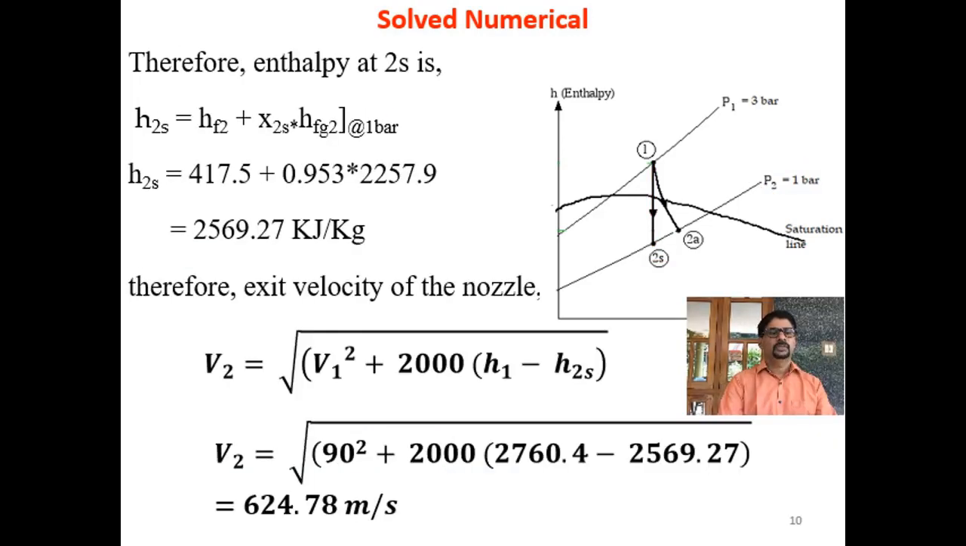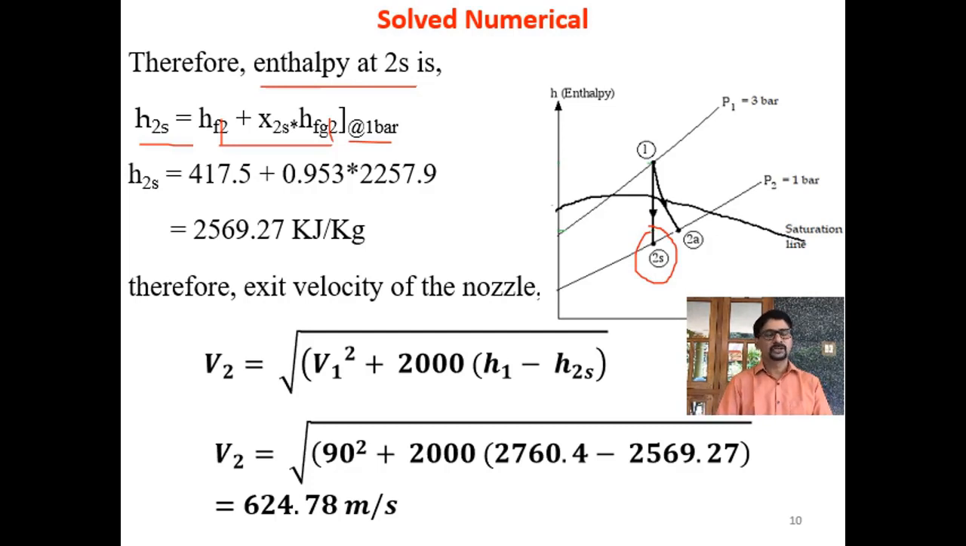Now once you find the dryness fraction at point 2s, our job is almost over. Now you have to find the enthalpy at 2s. Since the dryness fraction x2s is less than 1, it is in the two-phase region, wet steam. So the enthalpy formula for wet steam is h2s equal to hf2 plus x2s hfg2 at 1 bar. Once again, as I told you earlier, you can eliminate this 2 and write only hf and hfg because it corresponds to 1 bar.